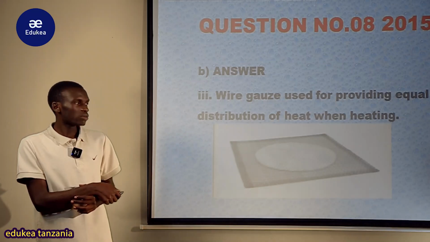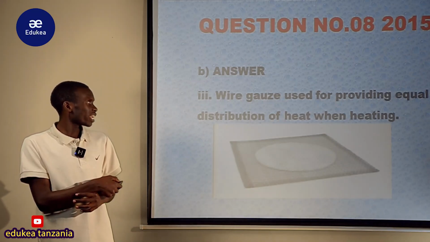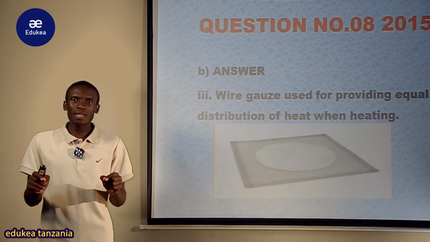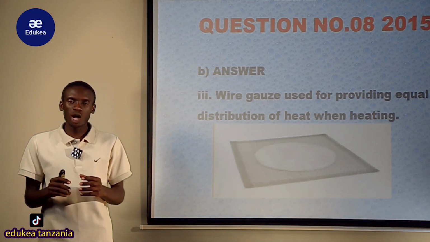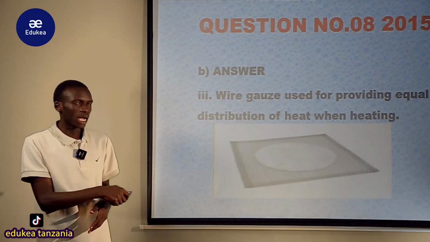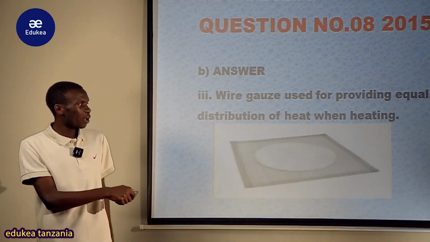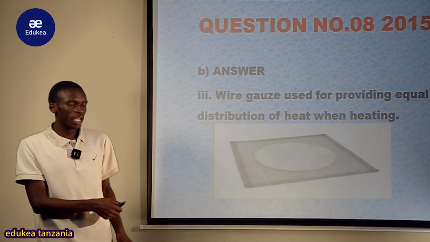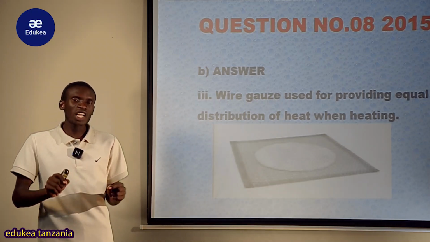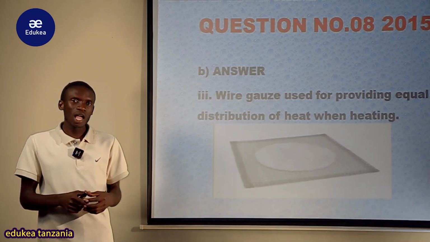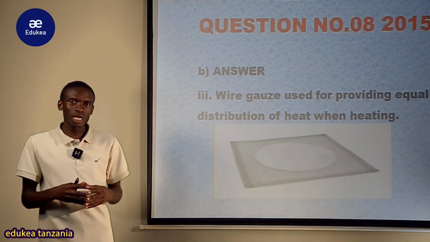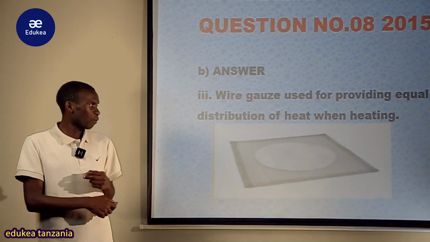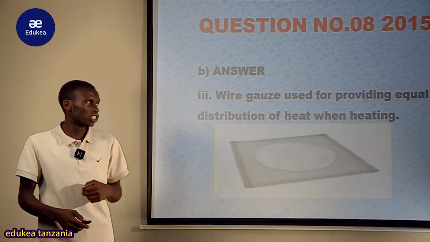This is the wire gauze. Wire gauze is used for providing equal distribution of heat when heating. Hii hapa inatumika kufanya equal distribution of heat wakati tunaheat. Kwa mfano hapa umeweka beaker hapo kwenye alama ya weupe, joto linapita linashika kwenye alama ya weupe, manake huo weupe wote unashika joto ambalo linakuwa ni sawa. Kwa hiyo kuna equal distribution ya heat kwenye flask au kwenye beaker ambayo unatumia kuheat.